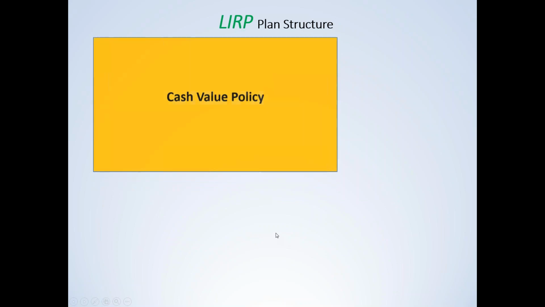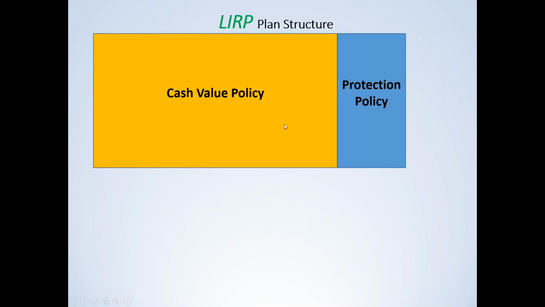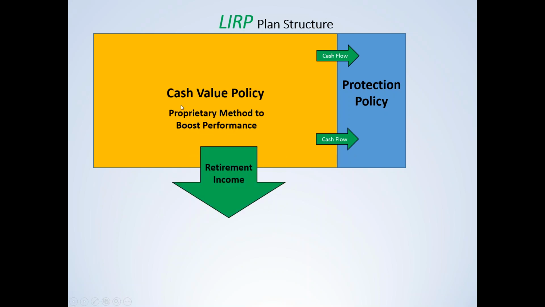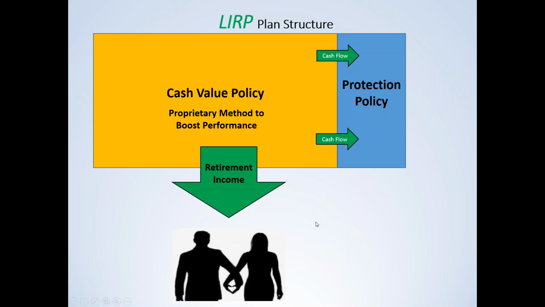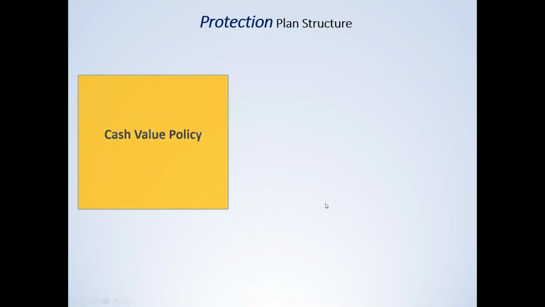The LARP structure is just reverse. We have a bigger cash value policy with a smaller protection policy in a package. And so we use our proprietary method to boost performance. We feed the protection policy, and that generates the maximum retirement income. So we have happy clients, is what we're after here. So back to our protection plan, what we're here to talk about today.